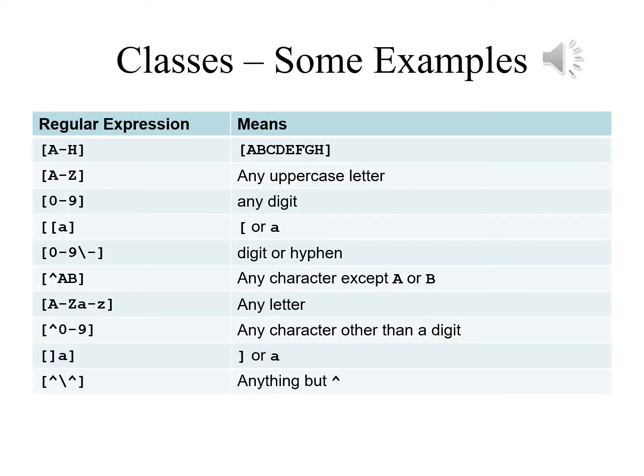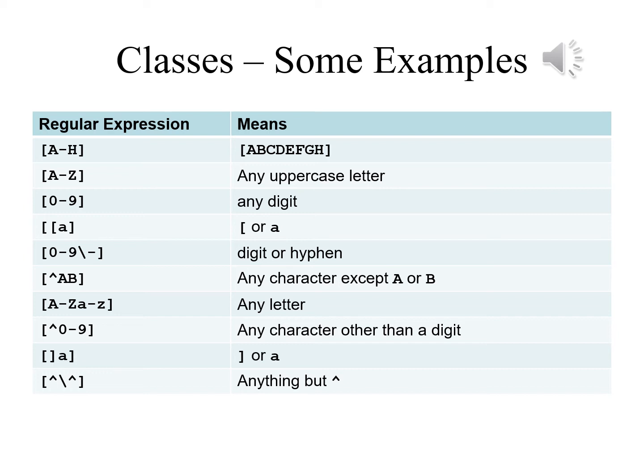This slide shows some examples of classes. In square brackets, A-H, both in capital letters, means the capital letters A, B, C, D, E, F, G, and H. In square brackets, capital A dash capital Z means any uppercase letter. In square brackets, 0-9 means any digit. Open bracket, A, close bracket would indicate an open bracket or A. The first open bracket is not taken as a delimiter, but is taken as a character.